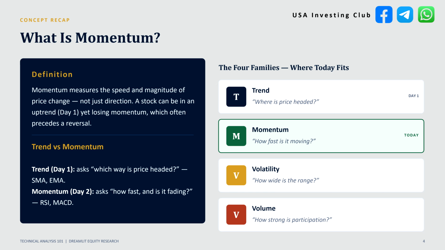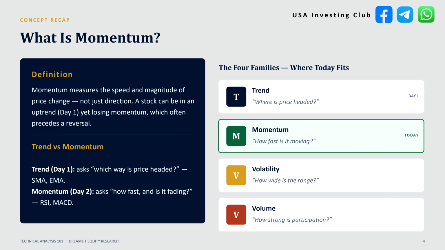Trend, which we covered on day 1, asks which way is price headed. That's the job of the SMA and EMA. Momentum, our subject today, asks a different question. How fast is it moving, and is that speed now fading?